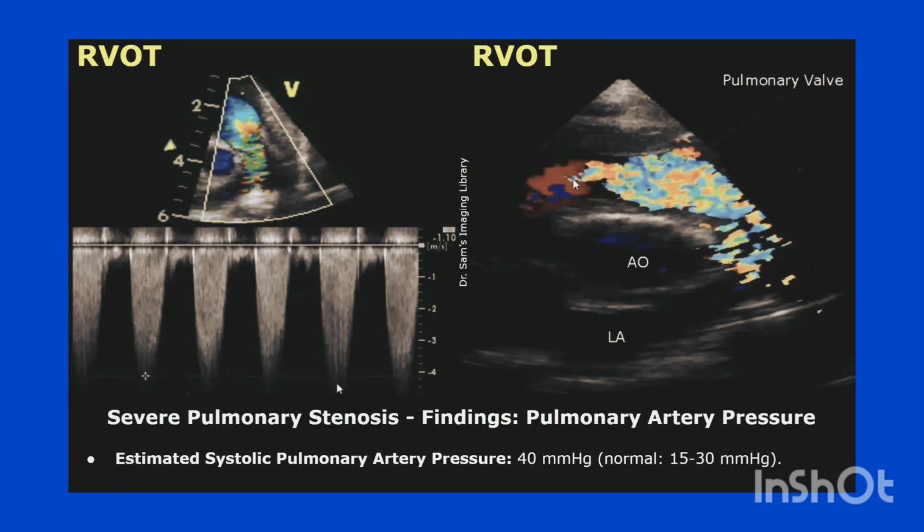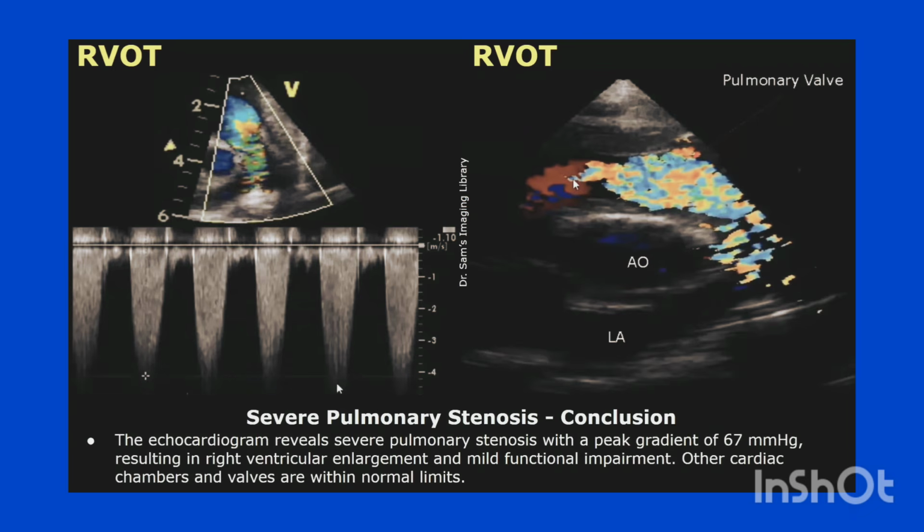The estimated systolic pulmonary artery pressure is 40 millimeters of mercury. It is increased. This is the conclusion. The echocardiogram reveals severe pulmonary stenosis with a peak gradient of 67 millimeters of mercury, resulting in right ventricular enlargement and mild functional impairment.